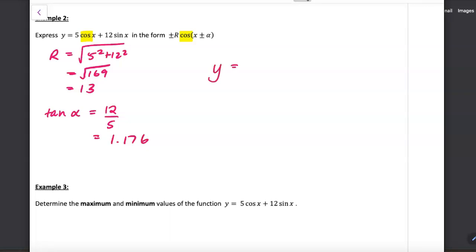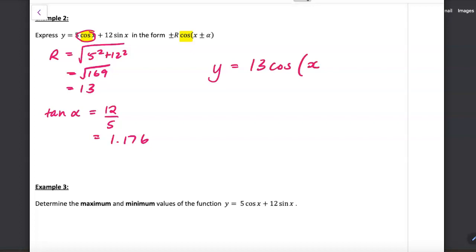So I know this is going to be in the form of a cosine curve because I'm going to use that leading value here of cos. And oops, I've just missed that amplitude, so let's put that in. So r is 13 times the cos of x.